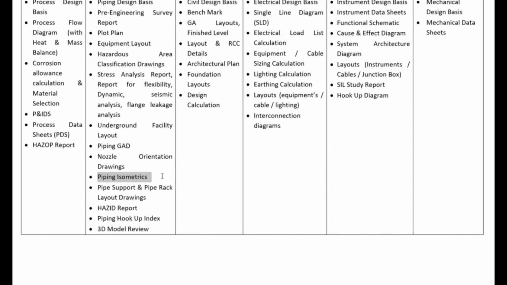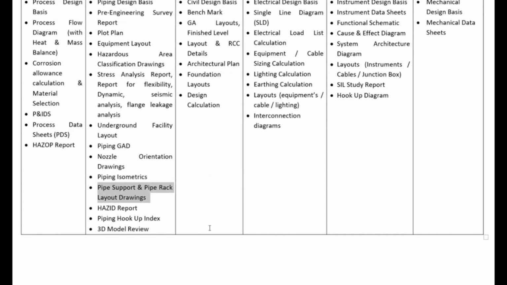Then piping isometrics. We know that the isometric drawings are required for the construction of piping. Finally, this is almost the end result: the construction engineer at site and the contractor use this document to fabricate the final spool piece of piping based on this isometric drawing. Basically, it is the approved-for-construction kind of work.